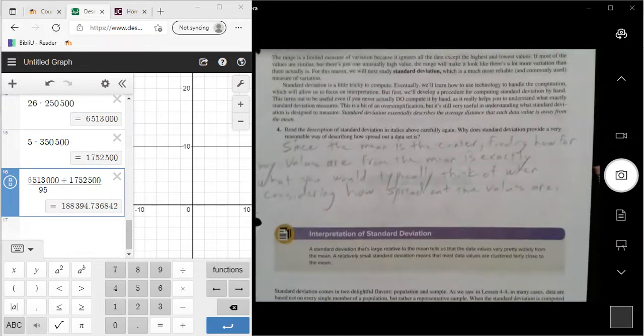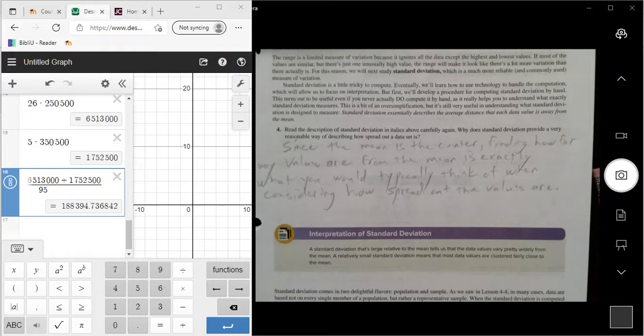Now it says interpretation of standard deviation. Standard deviation that's large relative to the mean tells us that the data values vary pretty widely from the mean. A relatively small standard deviation means that most data values are clustered fairly close to the mean.